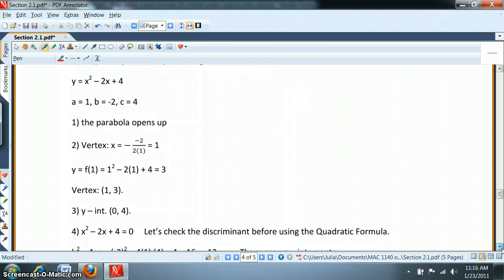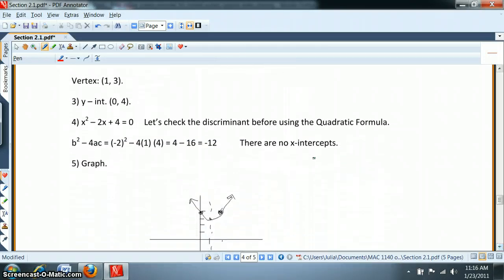So to find x-intercepts, we check the discriminant, and it happens to be negative. Careful with the signs. Make sure you plug them in correctly. But there are no x-intercepts, which, when you start plotting, should make sense.